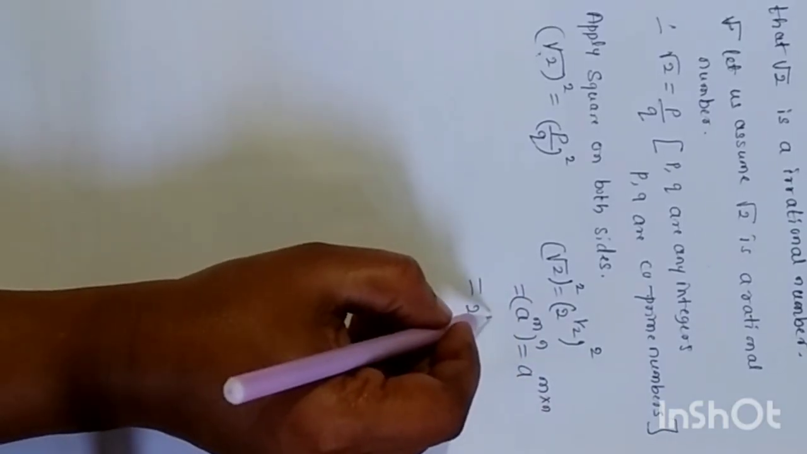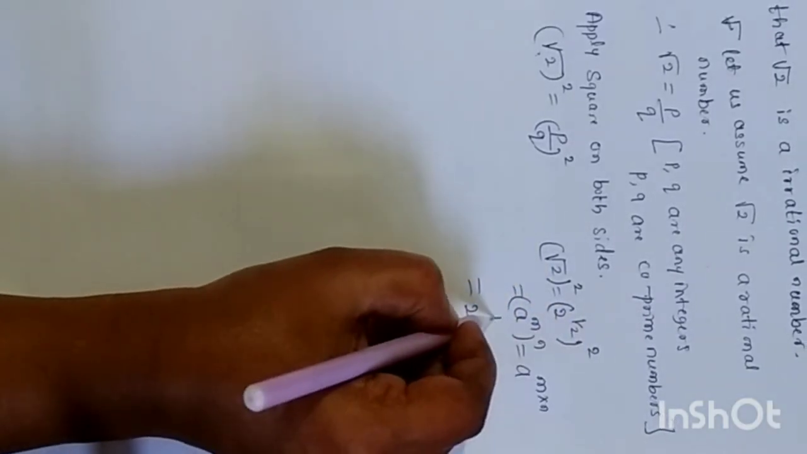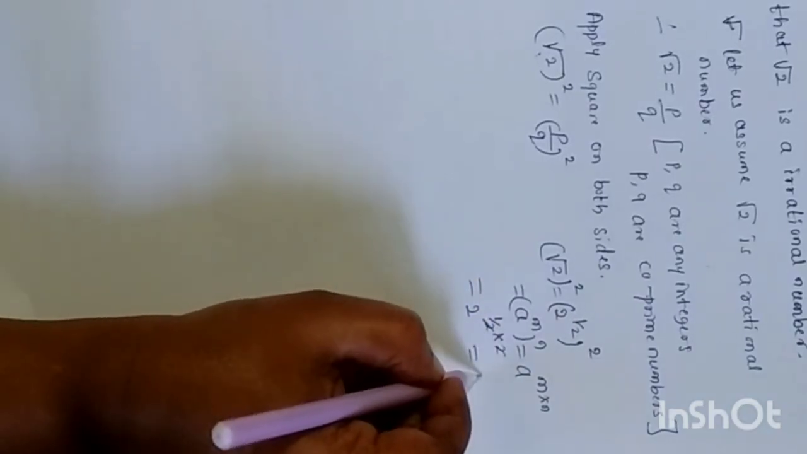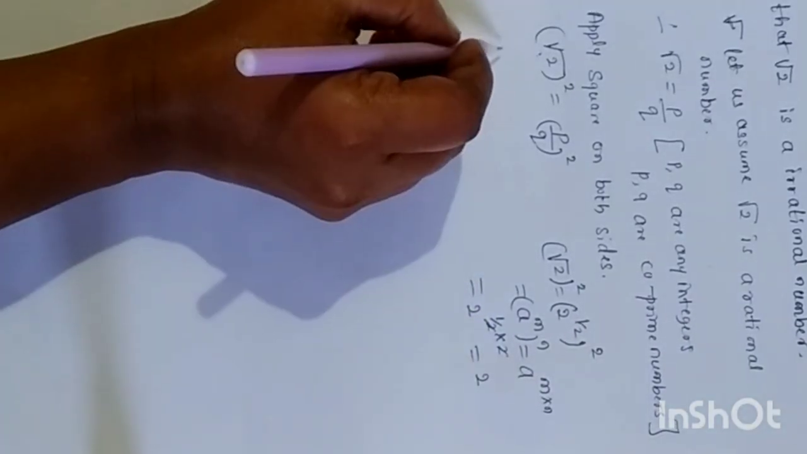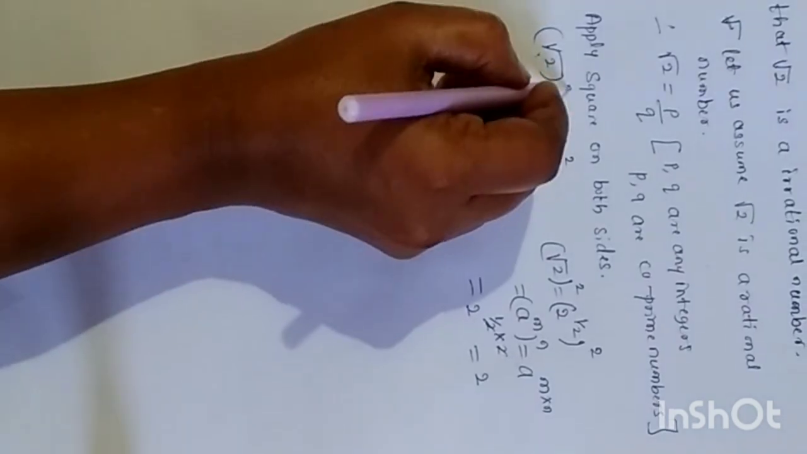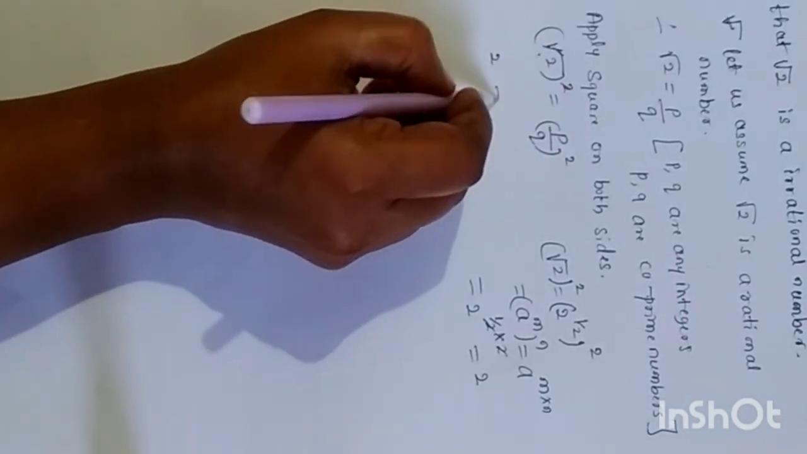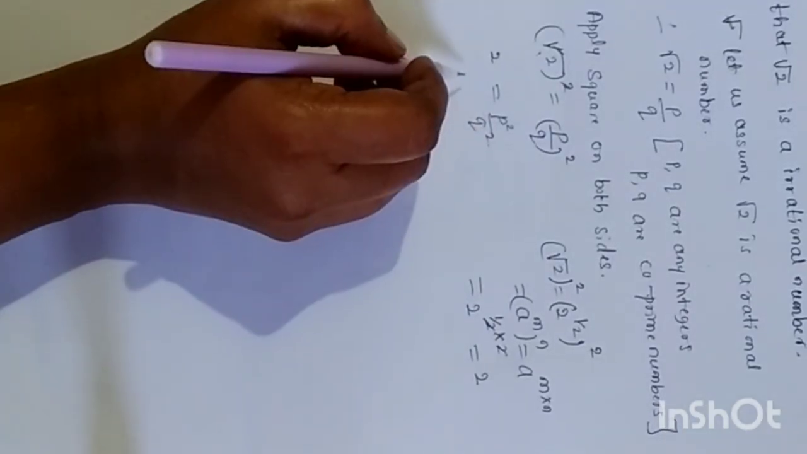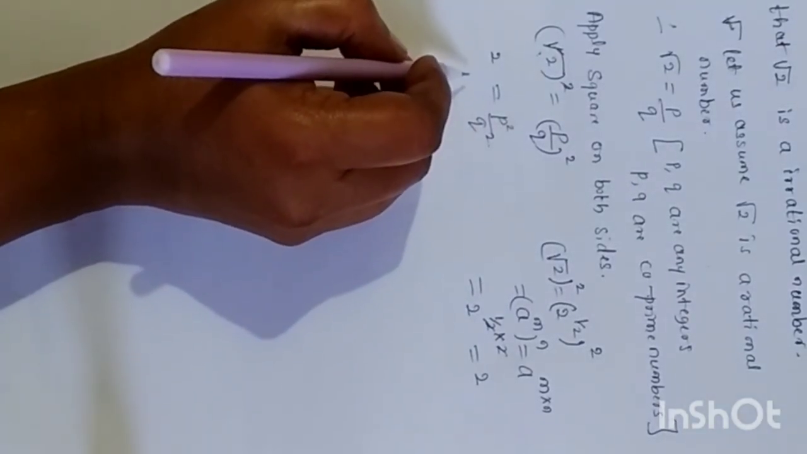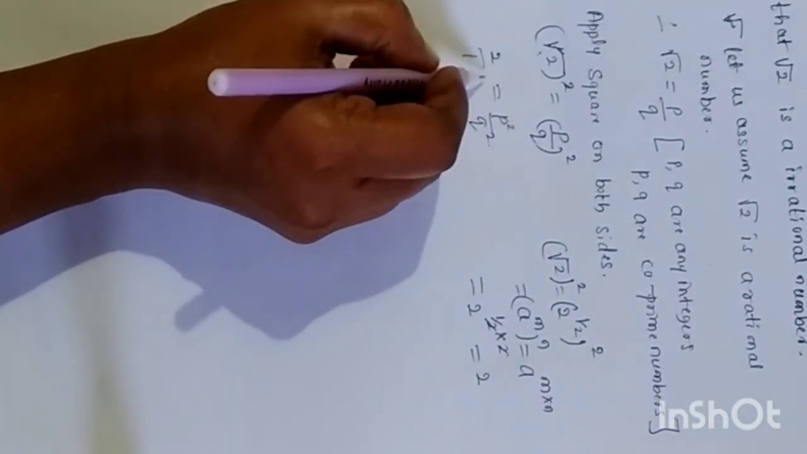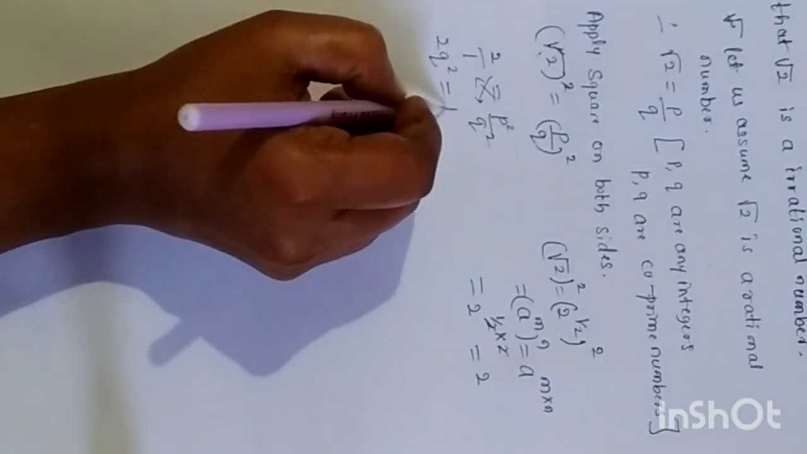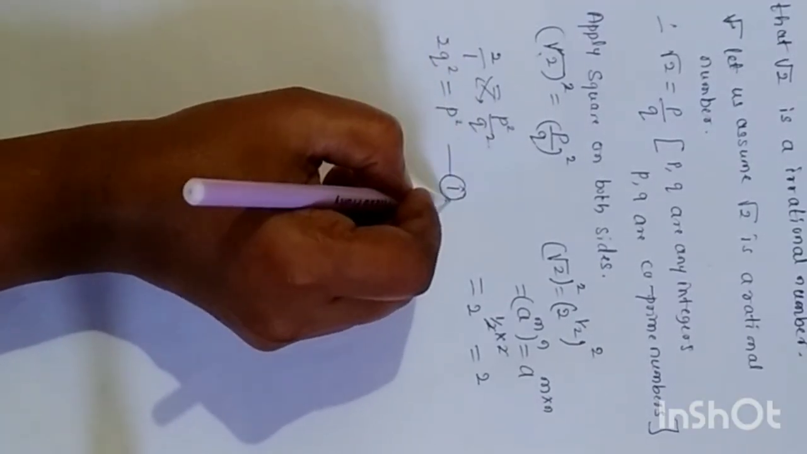Similarly, 2 to the power 1 by 2 whole to the power 2 means 2 to the power 1 by 2 into 2. Then 2 get cancelled, you get only 2. So you write here only 2, and the square and the square root will get cancelled. 2 equals p square by q square. Rearranging the terms, we get 2q square equals p square. This is your equation number 1.